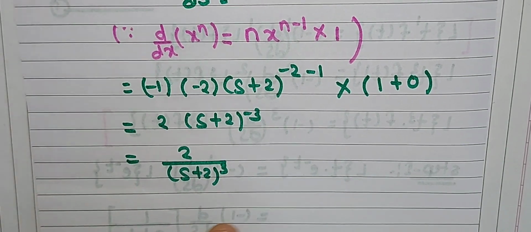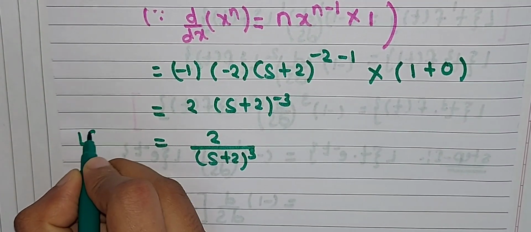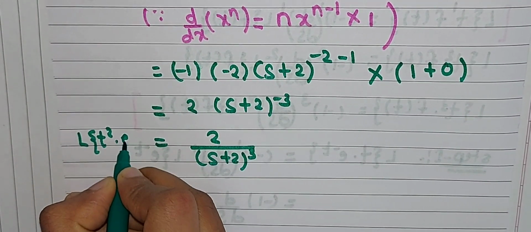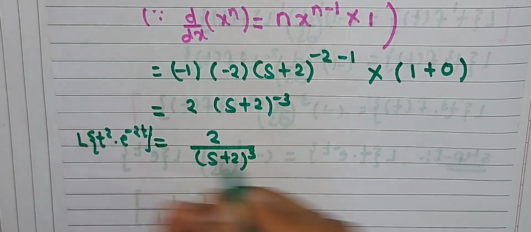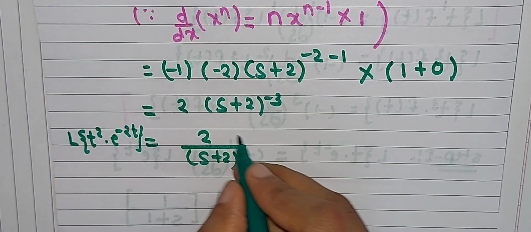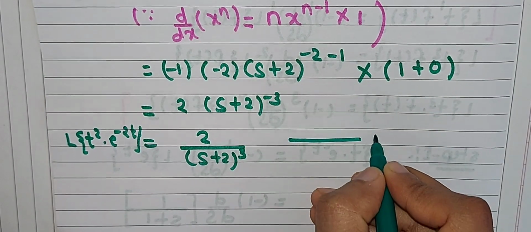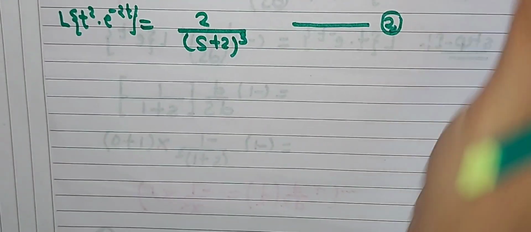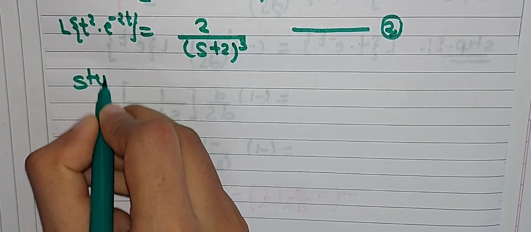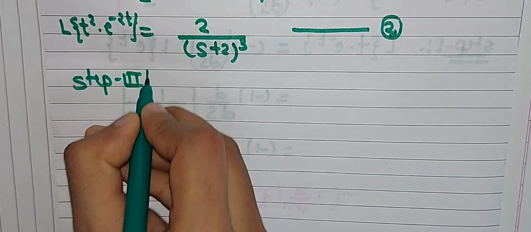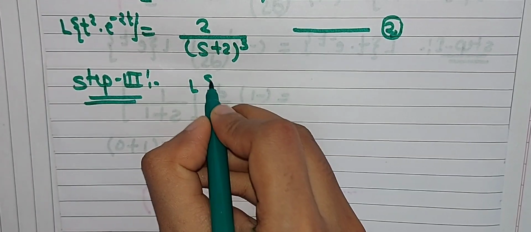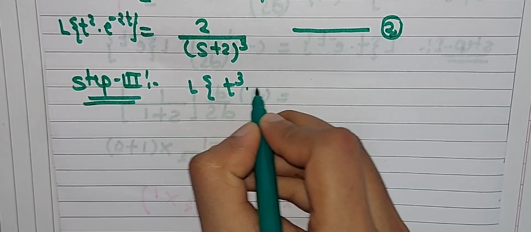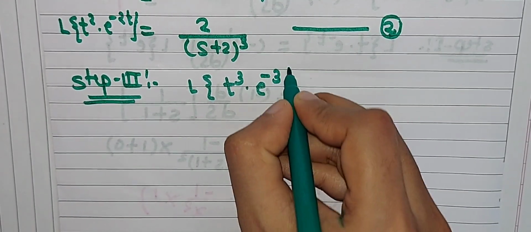Of course positive, and this is the value of Laplace of t square into e raised to minus 2t. So we have obtained the value of our second function, and we will denote this as equation number 3. Okay, now similarly our step number 3 will be apply Laplace on my t raised to 3 into e raised to minus 3t.